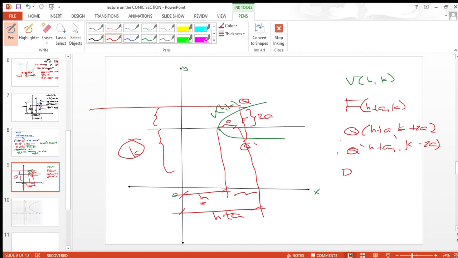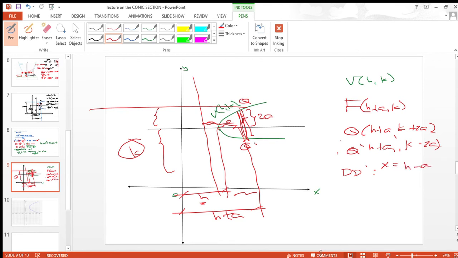And then, the directrix is an equation. It's a line parallel to the latus rectum. So, distance from the vertex is a. So, ano siya? X equals h minus a.